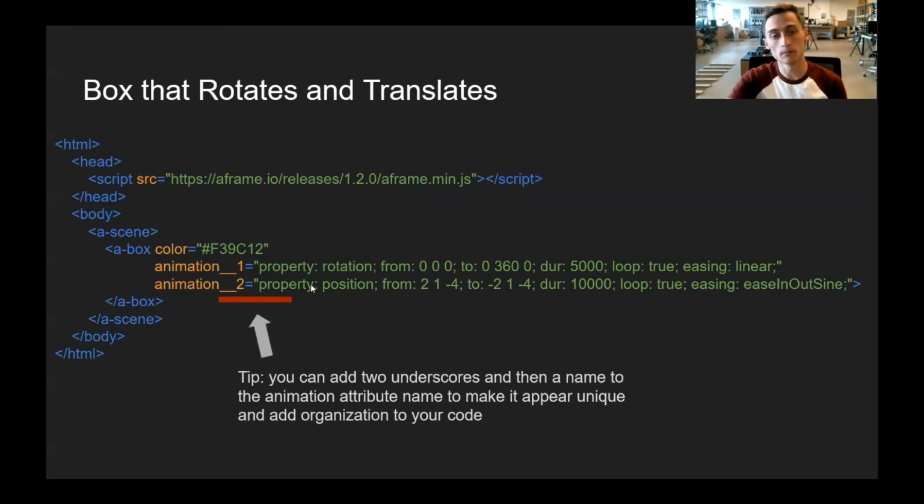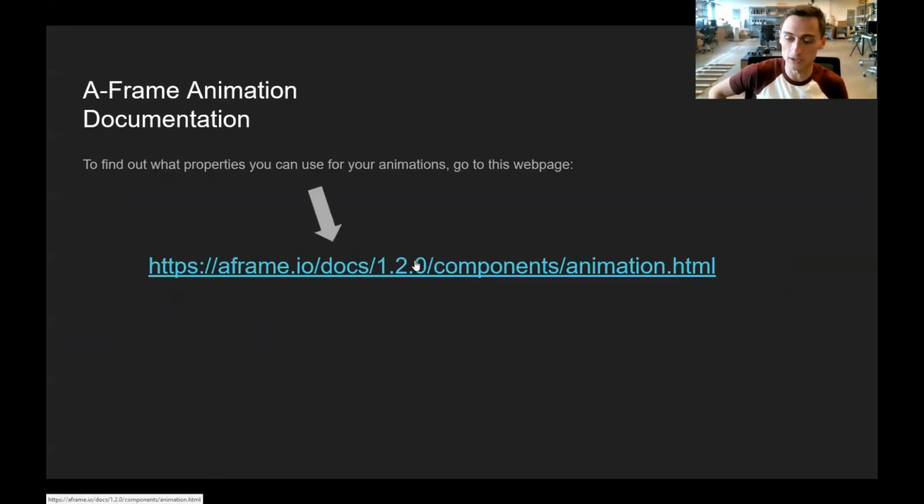Just a quick tip: with the animations, you can add 2 underscores after it and then whatever word or character you want to put after it. So if you want to say animation, then 2 underscores, rotate, to remind you that this is the rotation animation, you can totally do that. It makes it really nice and good for organizing your code. And then here's the documentation. So that's it for the slides portion of the video. What I'm going to do next is show you what the animation looks like.